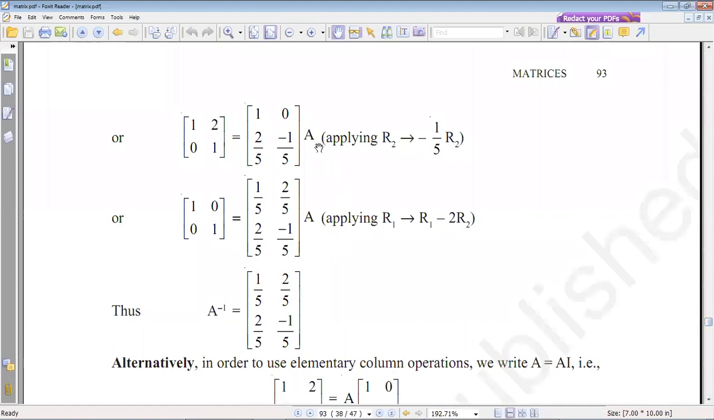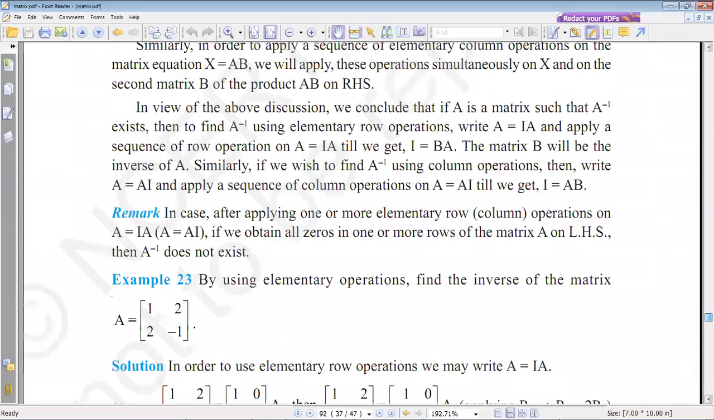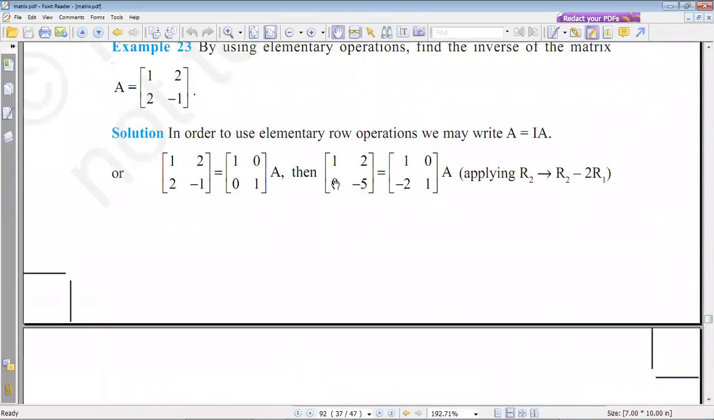So now see, applying row 2 tends to minus 1 by 5 row 2. If you multiply row 2 by minus 1 by 5, then this element is equal to 1. 0 into minus 1 by 5 will be 0. Minus 5 into minus 1 by 5 will be equal to 1. Minus 2 into minus 1 by 5 will be 2 by 5. And 1 into minus 1 by 5 will be minus 1 by 5.